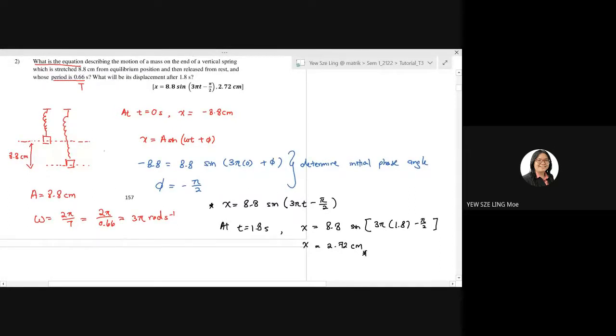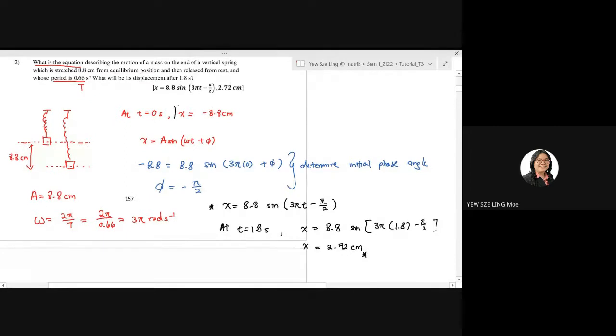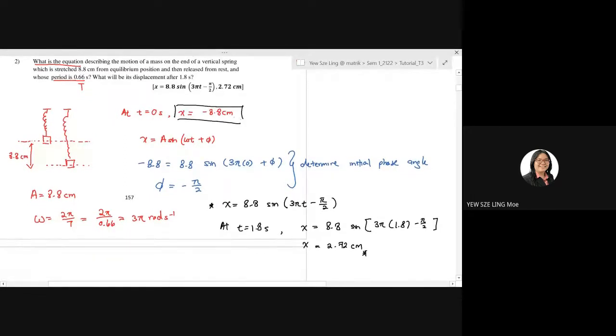So you start from a sketch. Why is sketching important? Because it tells you that your x is a negative value. It is located below the initial position. So the displacement is a negative value. Now, sometimes students try to sketch a graph based on the diagram sketch.